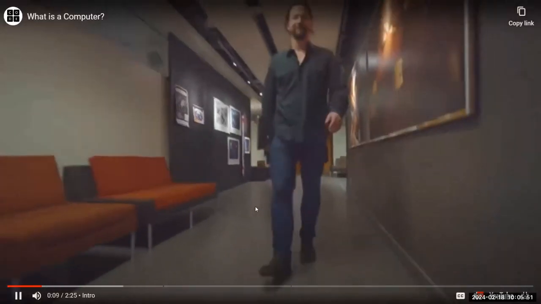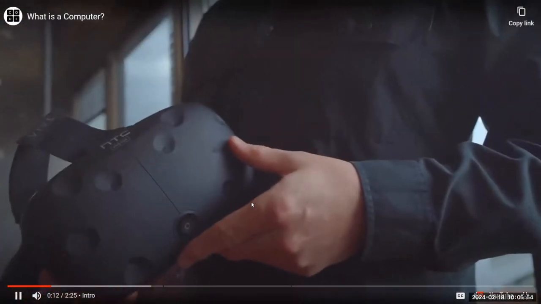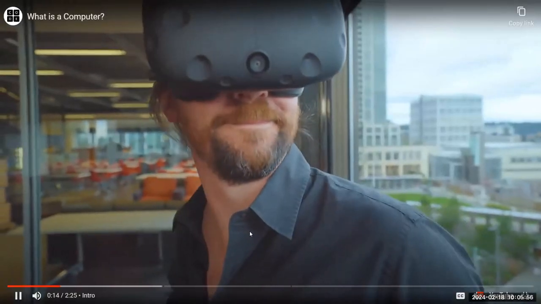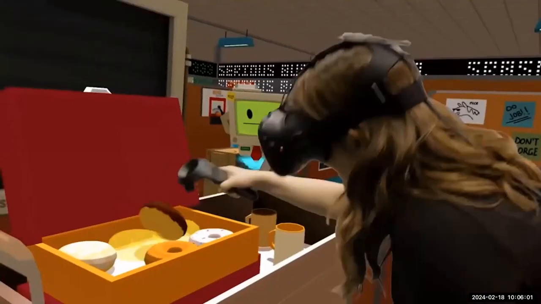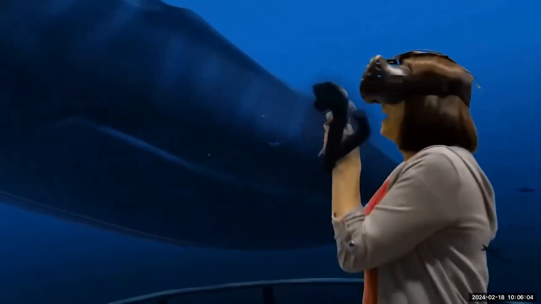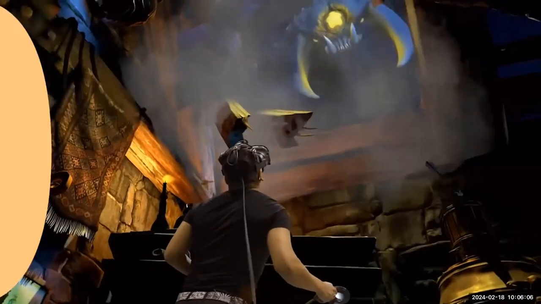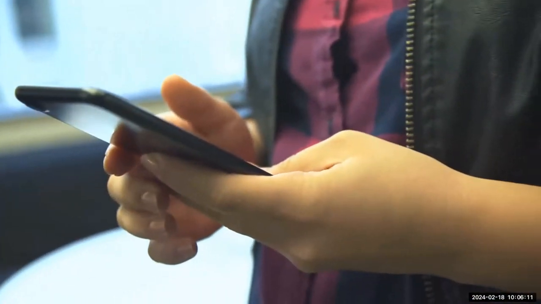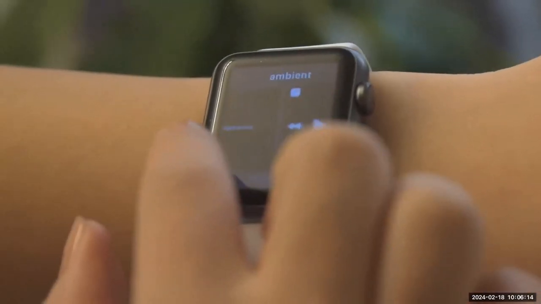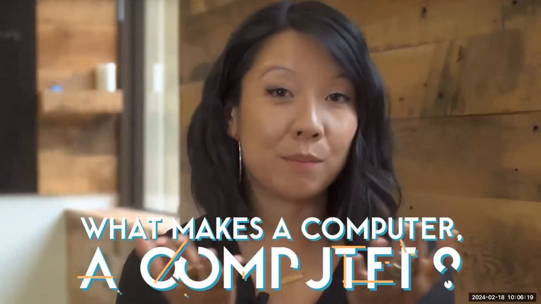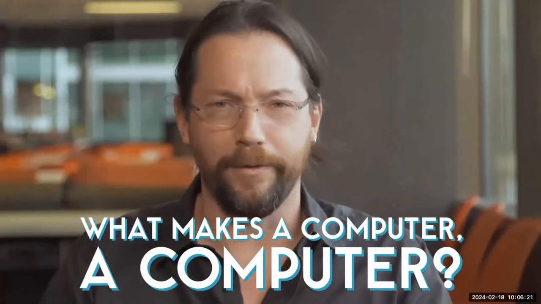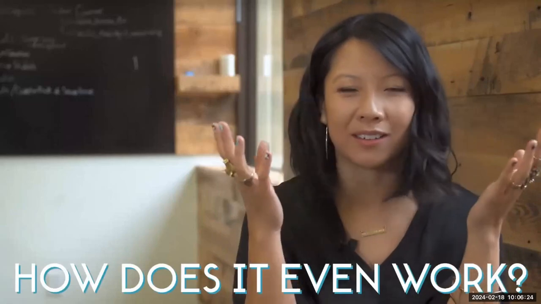Hi, I'm Nat. I was one of the original designers of the Xbox. I've been working with computers since I was maybe 7 years old, and now I work on virtual reality. Computers are everywhere. They're in people's pockets, they're in people's cars, people have them on their wrists, they might be in their backpack right now. But what makes a computer a computer? What does make a computer anyway? And how does it even work?